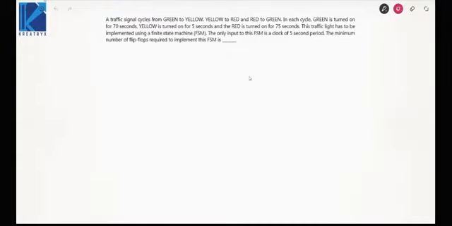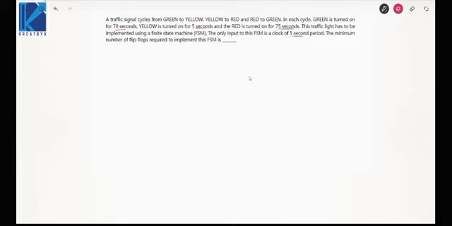Next problem. A traffic signal cycles from green to yellow, yellow to red, red to green. In each cycle, green is turned on for 70 seconds, yellow for 5, red for 75. The traffic light has to be implemented using FSM. The only input to FSM is a clock of 5-second period. Find the minimum number of flip-flops required.